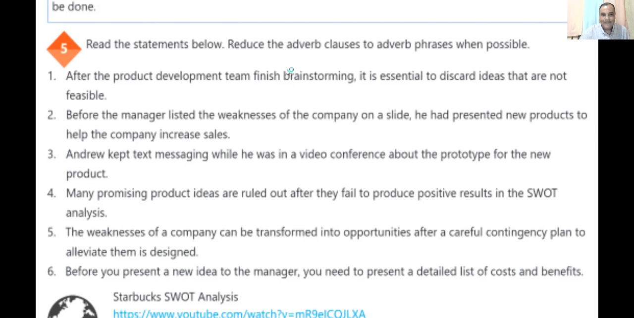That is easy. The other ones, I don't think. Before listing, can you see? Before listing the weaknesses of the company on a slide, he had presented new products. Okay, do the other ones. I'm going to another group. Bye-bye. Okay, bye. Thank you. Bye.